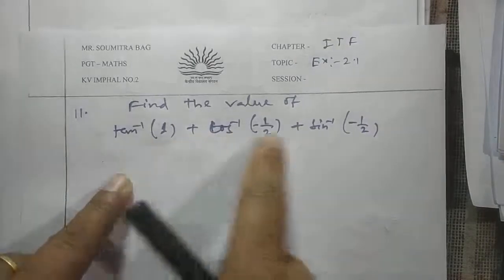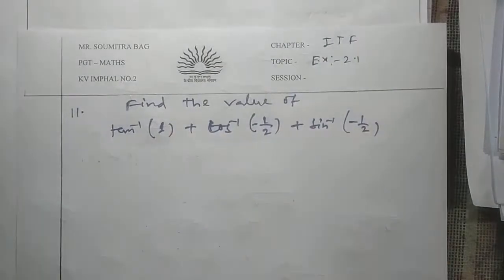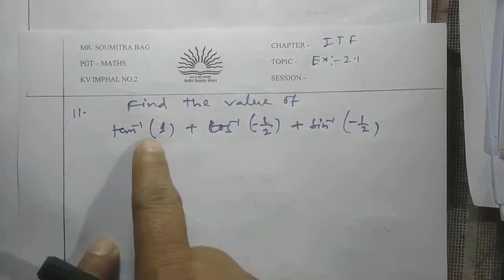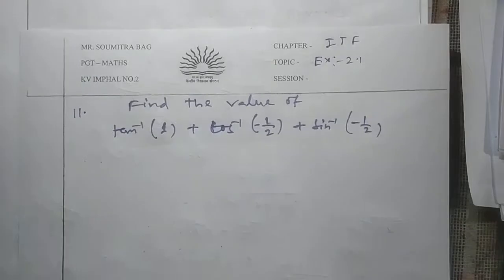But here altogether three ITFs are given. First we have to find their PV individually, and after that we shall be adding. That is the main work to be done here. Understood? First we shall be finding their individual PV, and after that we shall be adding. Now let us find them one by one.